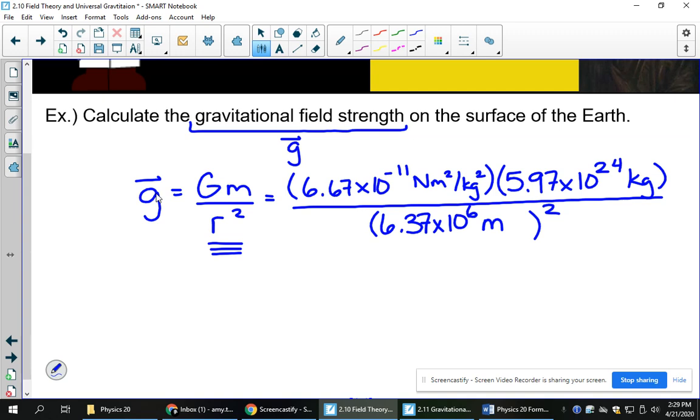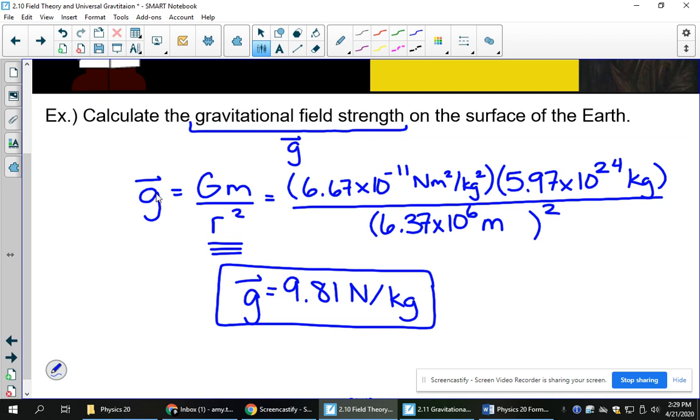And now you need to make sure that you can enter this in your calculator. So pause the video, put the brackets exactly where we've put them, put the squared in the right place, and see if you can calculate a number that makes sense. It should not be a surprise that you get 9.81 newtons per kilogram. This is a number that we've just kind of blindly been subbing into formulas all semester as acceleration due to gravity. So gravitational field strength on Earth should be 9.81 newtons per kilogram.